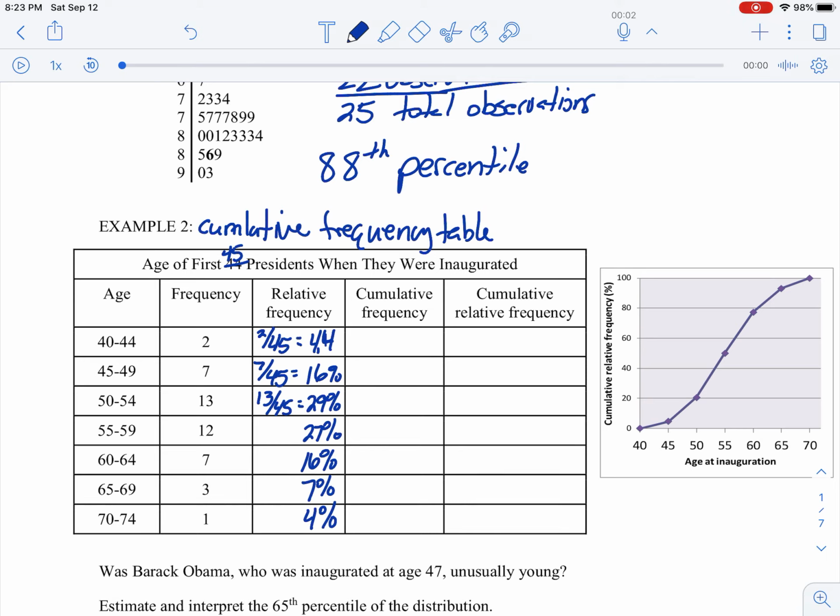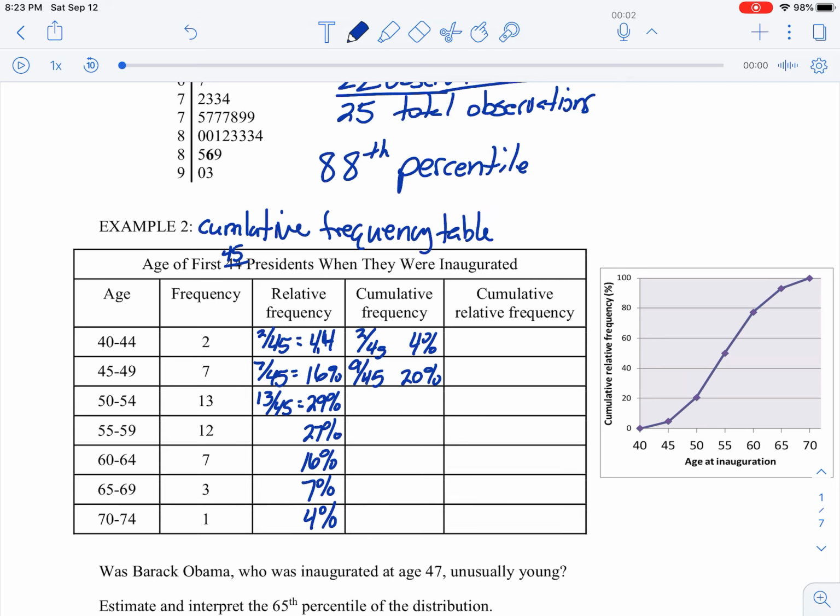So what we need to understand here is that we're going to work with a cumulative frequency. Cumulative wise, in category 1, it's still 2 out of 45, which turns into 4%. But cumulative wise, for the next category, I had 2 that were inaugurated between 40 and 44, and 7 that were inaugurated between 45 and 49. So that means 9 presidents are in that accumulated area, and that's going to come out to 20%.